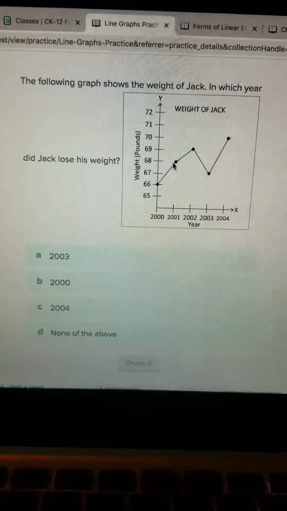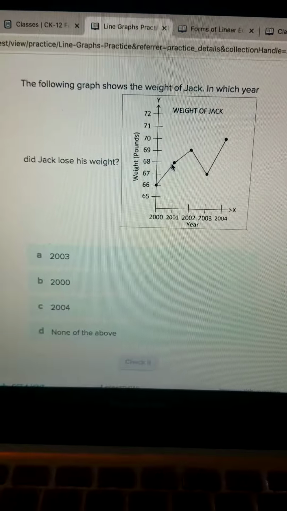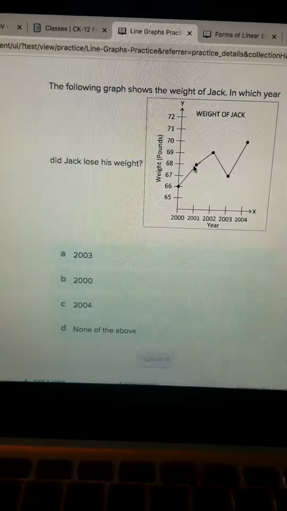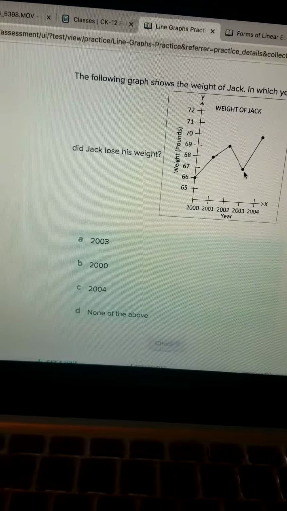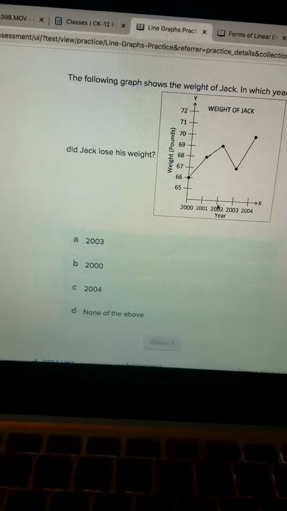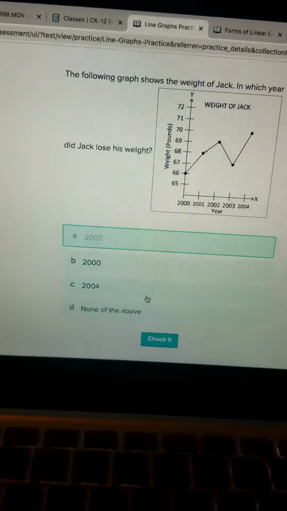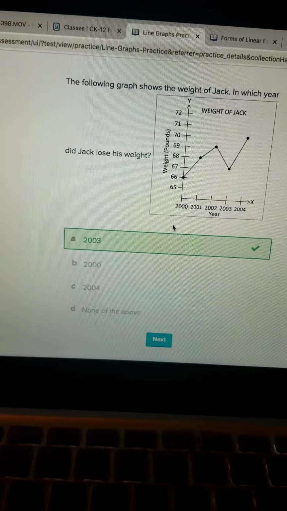The following graph shows the weight of Jack. In which year did Jack lose his weight? Oh, which year? He lost it from 2002 to 2003. So he lost it in 2003. Helps to read the question.